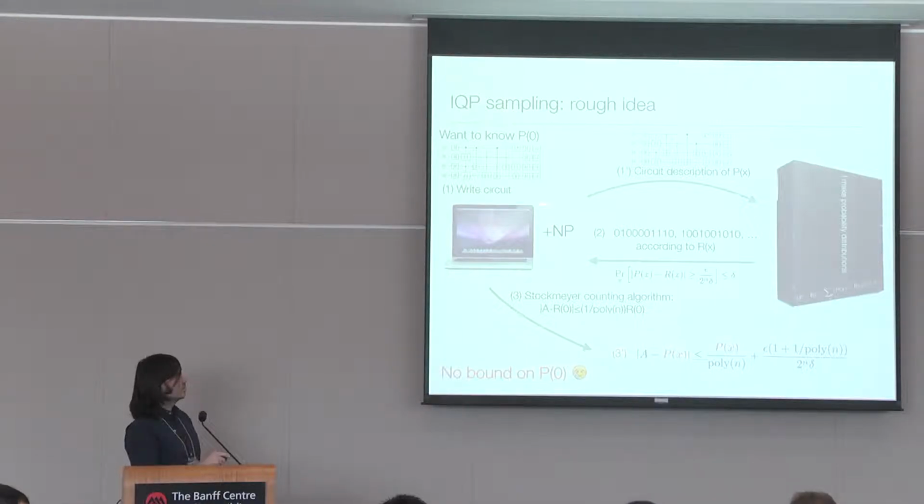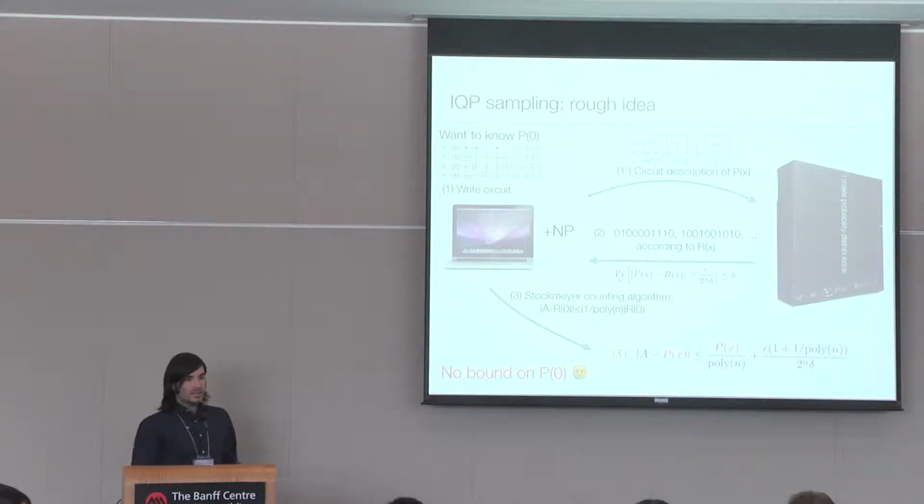Now, you're going to feed this into this device, and you're going to apply the Stockmeyer counting algorithm to try and get an approximation to this P of 0 that you wanted in the first place. You know that the Stockmeyer counting algorithm gives you a 1 over poly multiplicative approximation. You do a bit of triangle inequality and stuff, and you get an answer that looks like this. So you get a bound between A and a randomly chosen output probability, which is bad because it means we don't get a bound between A and P of 0. So, that's a bit sad.